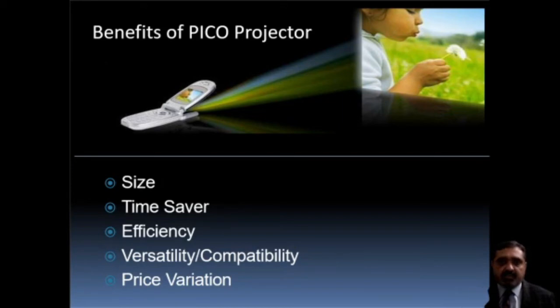Benefits of Pico projectors. First of all, I would like to explain what a Pico projector is. A Pico projector is a small hardware device, like you can observe here. This is a device designed to project content from a smartphone, camera, tablet, notebook or memory device onto a wall or other flat surface. Pico projectors, also known as pocket, handheld or mobile projectors, take a number of formats that work in various ways. Its size is very small, and it is a time saver, efficiency based, with versatility, compatibility and price variations.